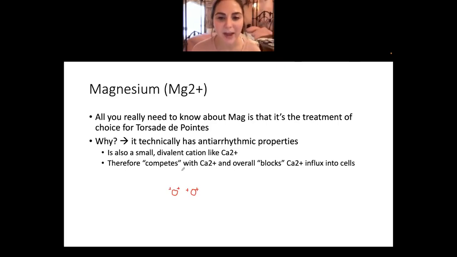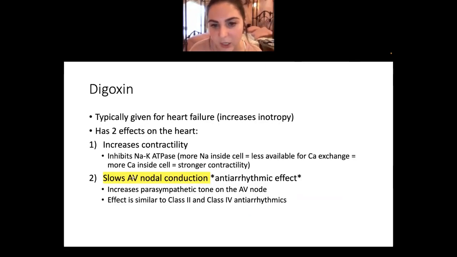So it can actually affect how much calcium is able to influx into the cell. So it can actually slow down the depolarization phase of the nodal action potential. So it can kind of act like a calcium channel blocker.